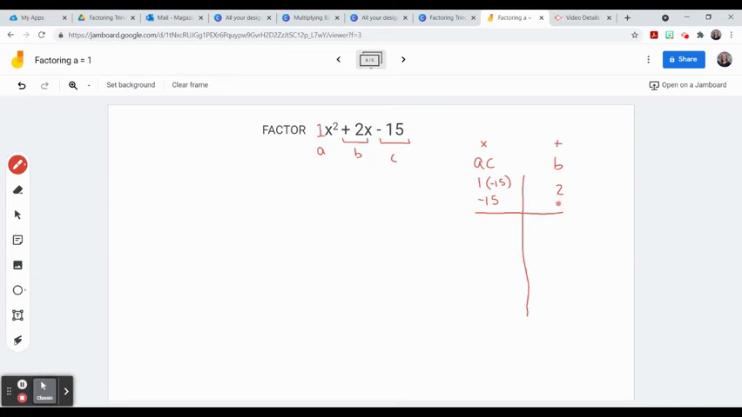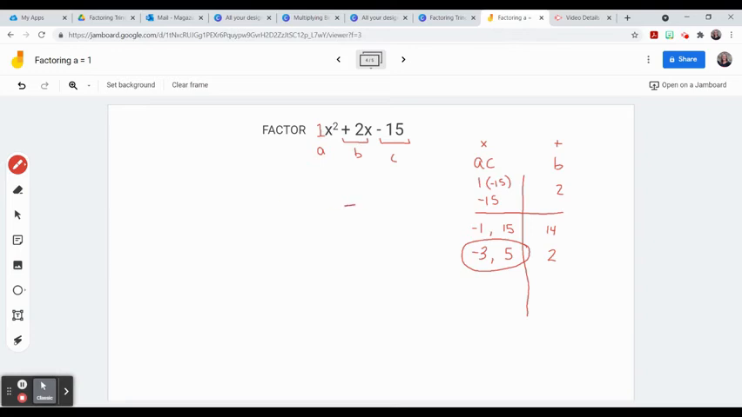If my B value is a positive 2, that means the bigger absolute value of the number would have to be the positive number. So for example, if I have factors like 1 and 15, 15 would have the biggest absolute value, so that would be positive, this would be negative. I would have 1 and 15, and I would also have 3 times 5. Negative 1 plus 15 gives me a positive 14. Nope. Negative 3 plus 5 gives me a positive 2. Ding, ding, ding, ding. Yep.